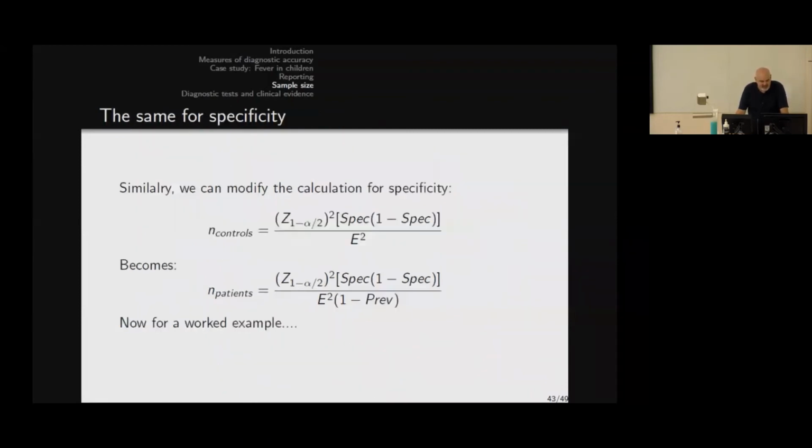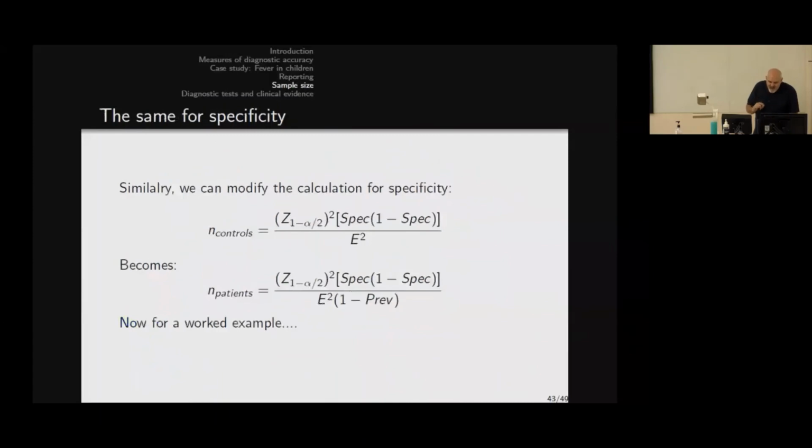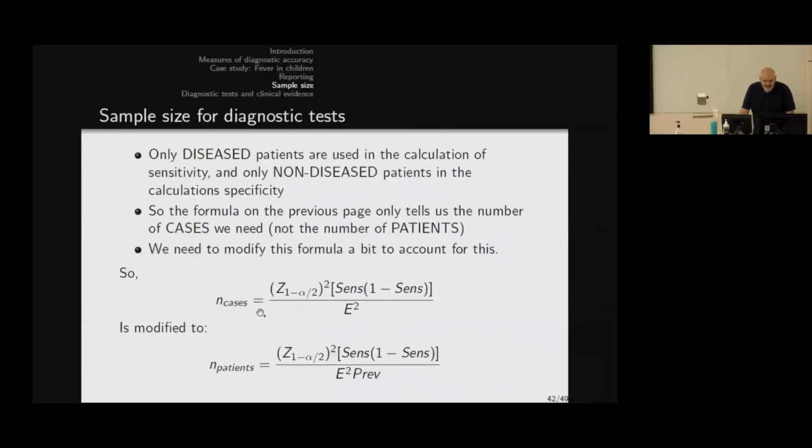In the lecture notes, I give you a worked example, but I'm really not going to go through this because I just don't have the time for it. So just look through the lecture notes and see that example. But it is very important that you realize that this formula only gives us the number of cases, not the number of patients, and we need to bring the prevalence of the study into account.